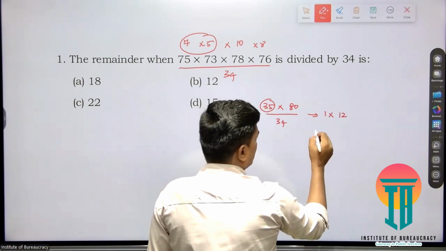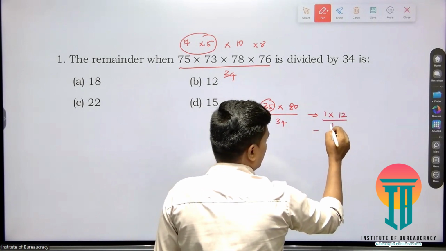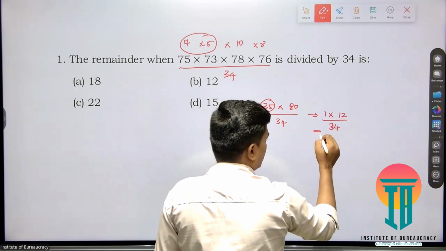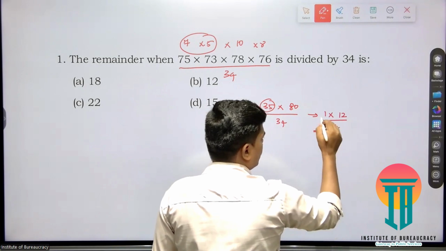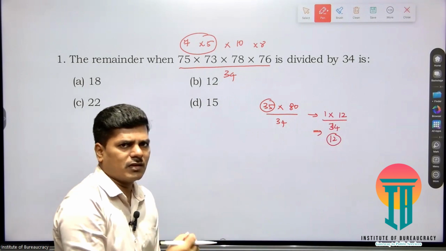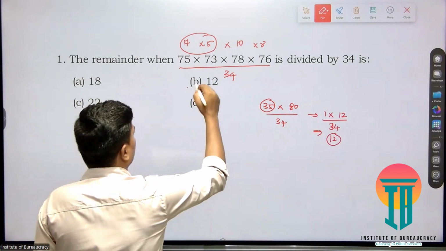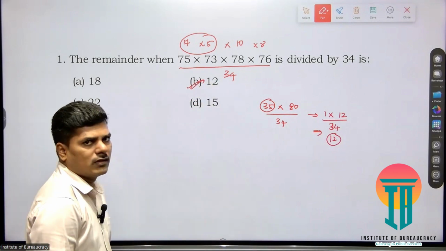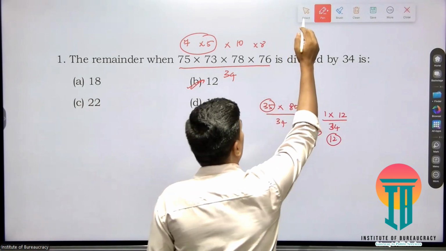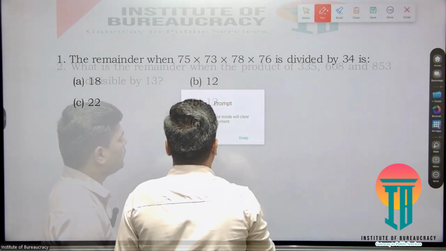So this number you have to again divide by 34. Anyway, the remainder is going to be only 12. 1 into 12, 12. 12 divided by 34, the remainder is 12. So the answer for this question is 12. Okay, so similarly, we'll do one more problem of this type.